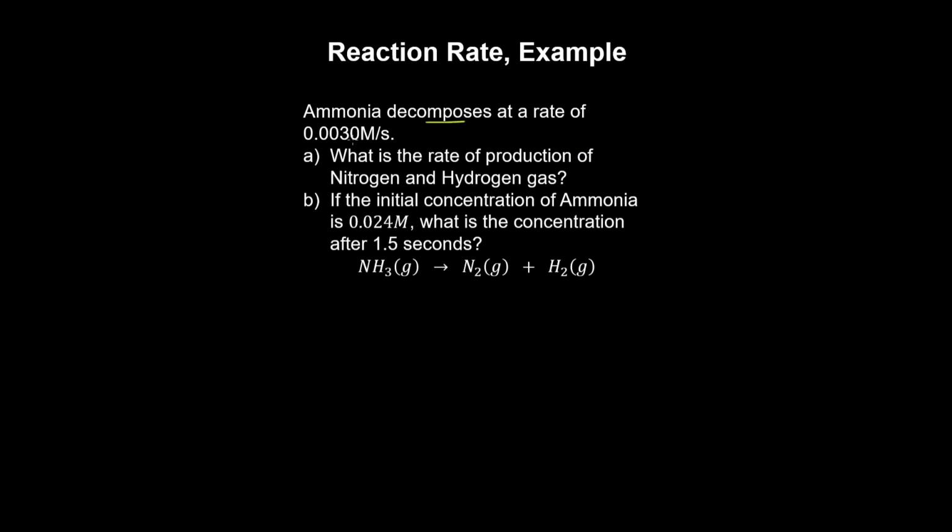Ammonia decomposes at the following rate, and we're asked to find the rate of production of nitrogen and hydrogen gas. Well, first we need to make sure that this reaction is balanced, and then we can write the rate of the reaction using the stoichiometric coefficients. So we have the rate of decomposition of ammonia and the rate of production of the gas products.